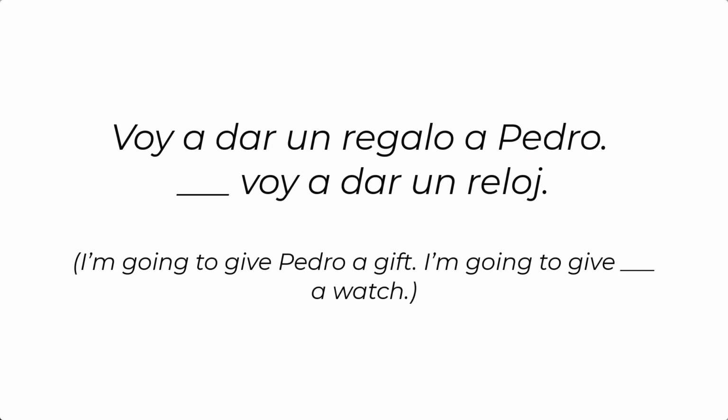Okay, and the last example that we're going to do together, número 3, is voy a dar un regalo a Pedro. Yeah, I'm going to give Pedro a gift. And I want to say that I'm going to give him a watch. So the gift that I'm giving to Pedro is a watch. Okay. And in this instance, Pedro is the person receiving the action. So this is now an indirect pronoun. So we will say, le voy a dar un reloj.